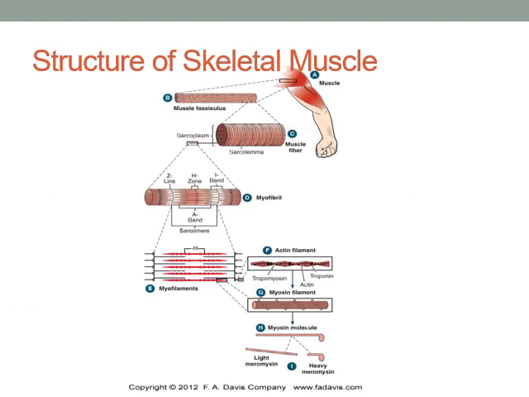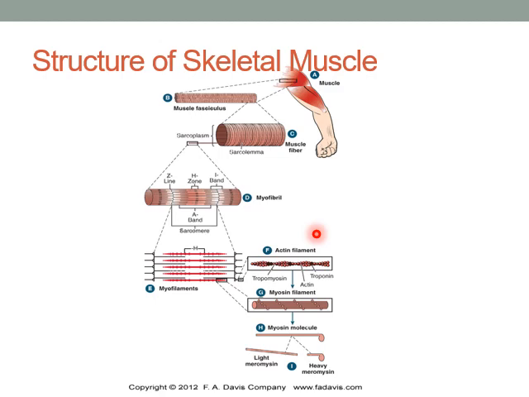If we break this down a little bit, we can see that the sarcomere is the smallest contractile unit of the muscle. Here they're teasing out the sarcomere. This is what the sarcomere looks like. Here are your myofilaments, and they show you what the actin and myosin look like. The actin is the thin filament, and the myosin is the thick filament.